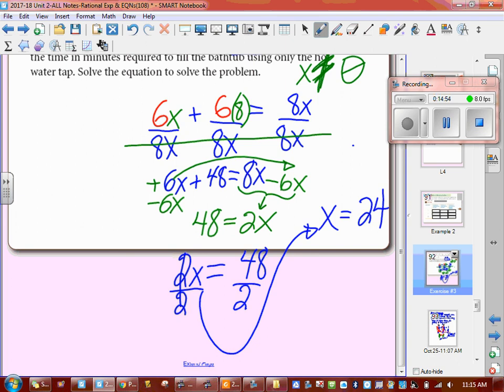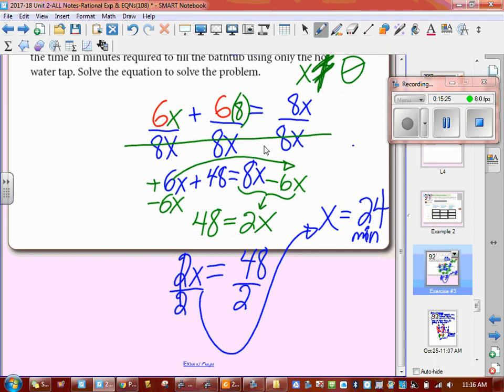Why do you think the hot water tap takes so long to fill it? Exactly. If you ever notice when you turn your hot water tap on, it takes a while for it to really heat up, doesn't it? That's what's going on here. It takes a while for it to heat up first, and then it can fill the tub. It also runs slower than the cold water tap because of the heating process. Okay, let's take a look at our next example.